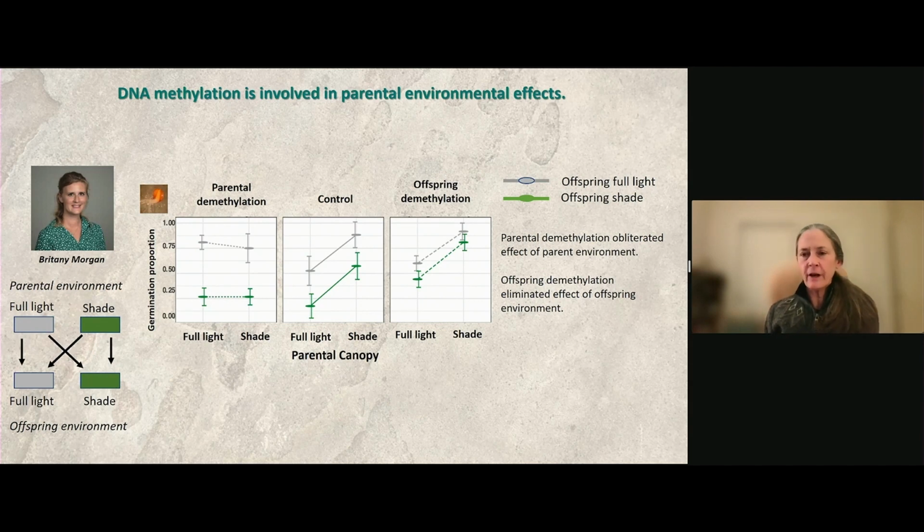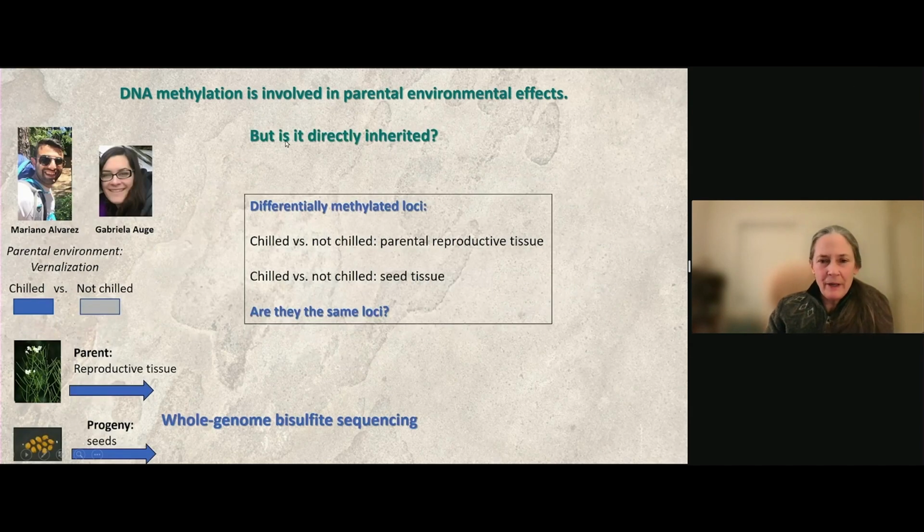And the next question is whether or not methylation itself is inherited across organismal generations. So to address that question, we did another experiment. This one, again, led by Mariano Alvarez and another former postdoc of mine, Gabriela Ofi. And for this experiment, we manipulated just the parental environment, another thermal manipulation. And in this case, it was a chilling treatment, a prolonged chilling treatment that is a cue of the passage of winter that many plants need in order to be induced to flower. So parents were either chilled or not chilled, and then we collected some of their reproductive tissue. We allowed those individuals to set seeds, and then we collected tissue from their progeny at the seed stage.